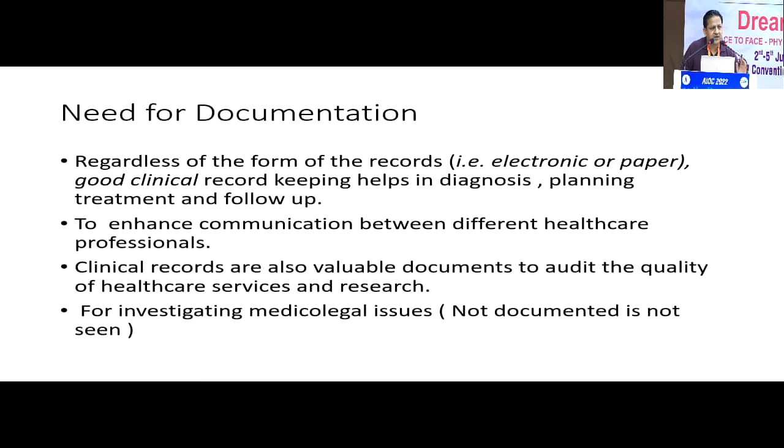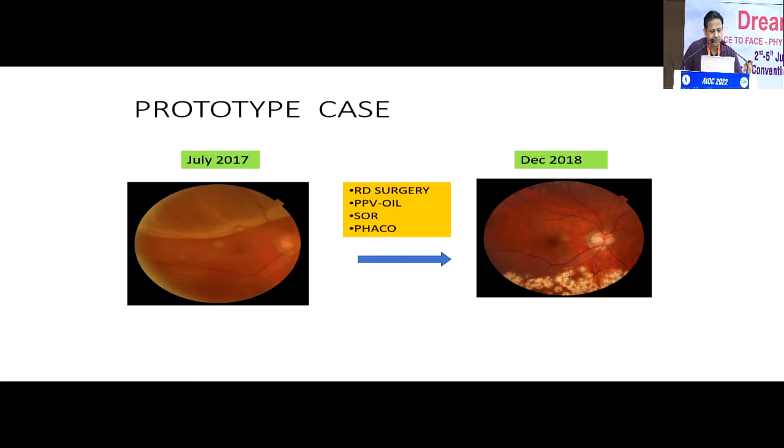If you're not documented, they'll say you have not seen this. You're just now saying that this would have been done, right? So this is a prototype case of a retinal detachment surgery who has undergone vitrectomy with oil and then SOR and phaco. And I'll just show how this record keeping helps.